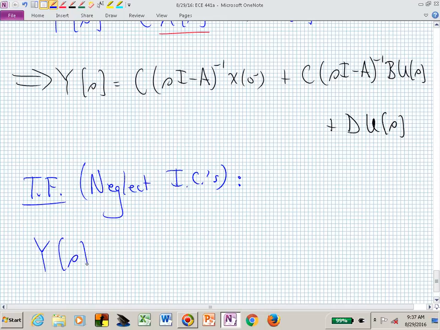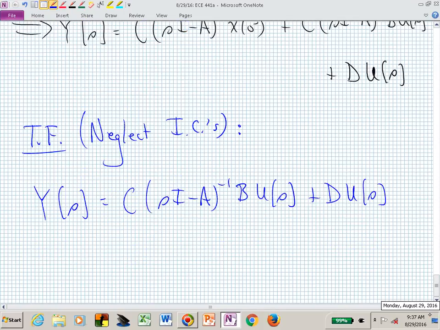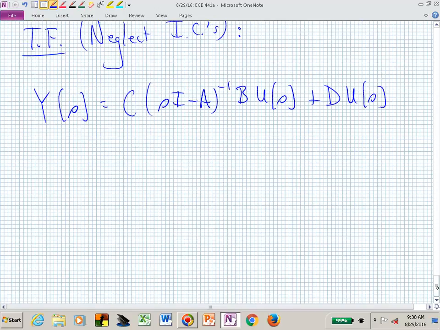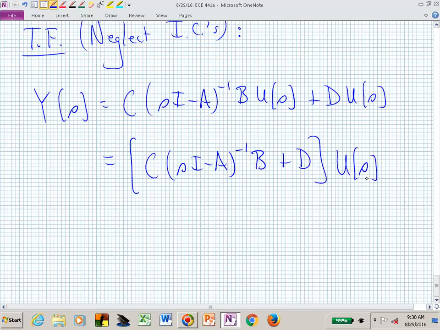And I now have the output Y of s is C (sI minus A) inverse B U of s plus D U of s, but now I can combine that or factor out the common input Laplace transform, and I have C (sI minus A) inverse B plus D, times U of s, and this is my transfer function, capital G of s, in terms of my A, B, C's, and D's.